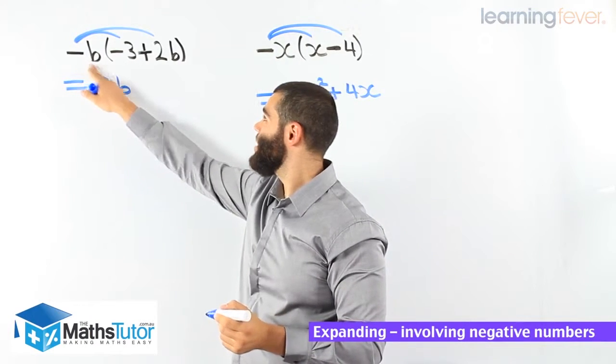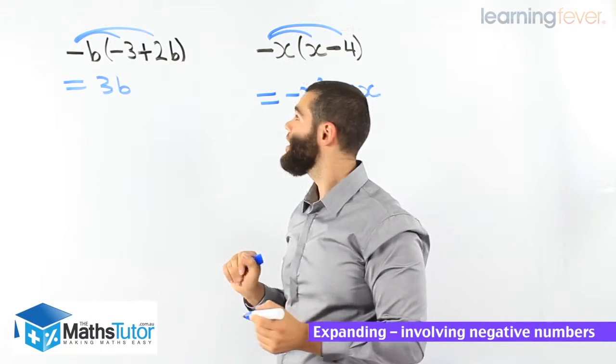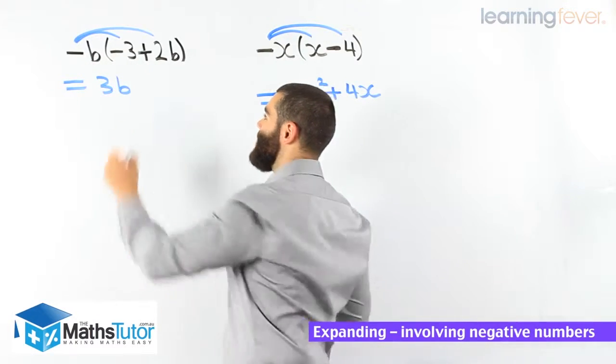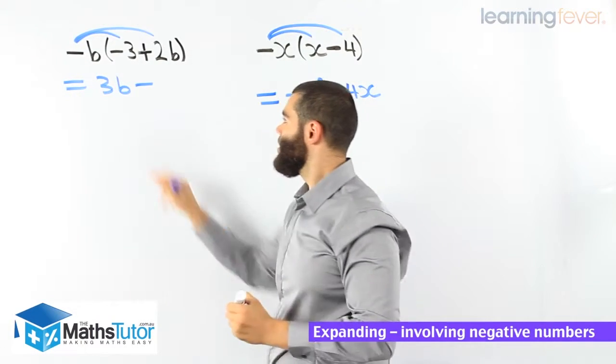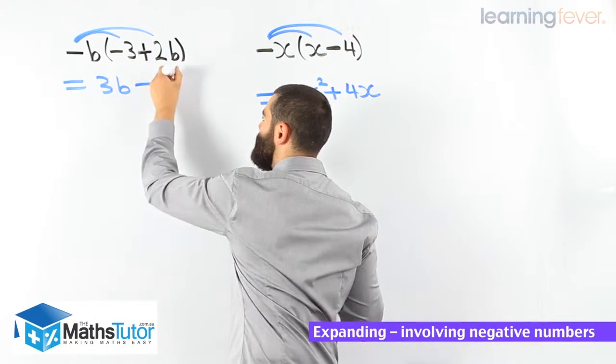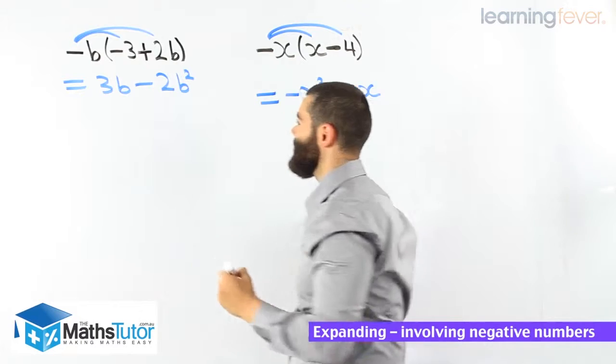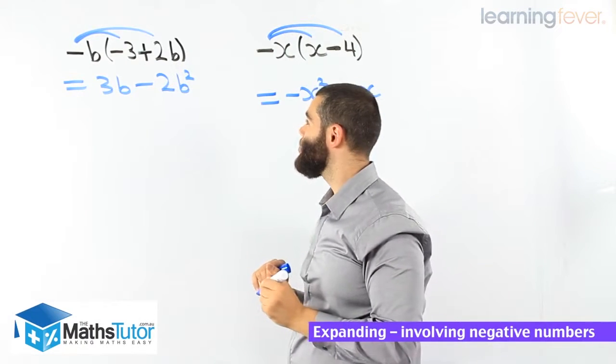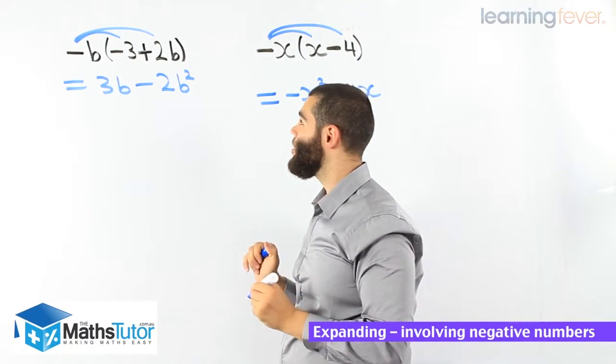Then negative b times 2b. Negative and positive multiplied together make a negative. Then b times 2b is 2b squared. So 3b minus 2b squared is our answer. Let's quickly go through it.